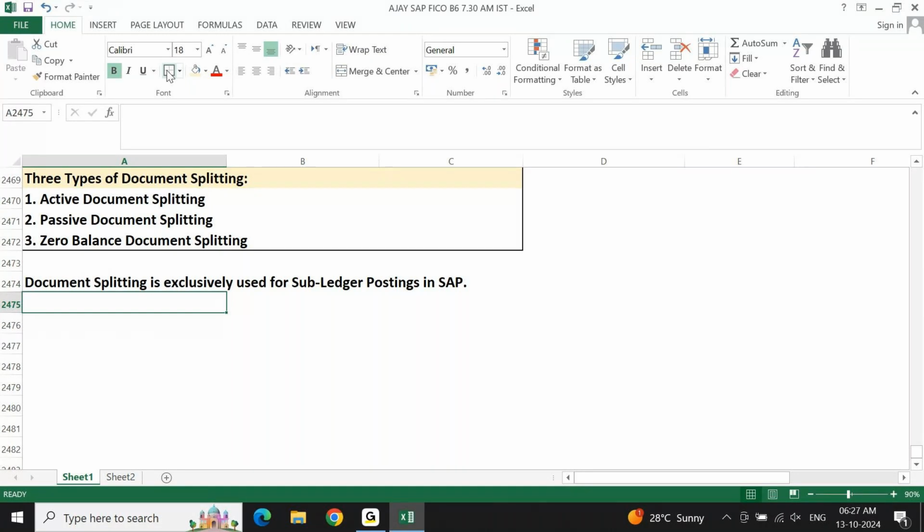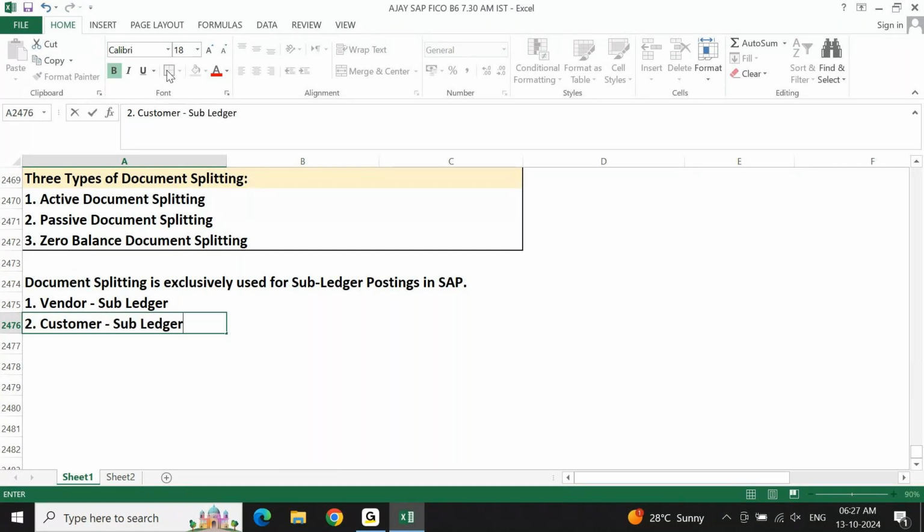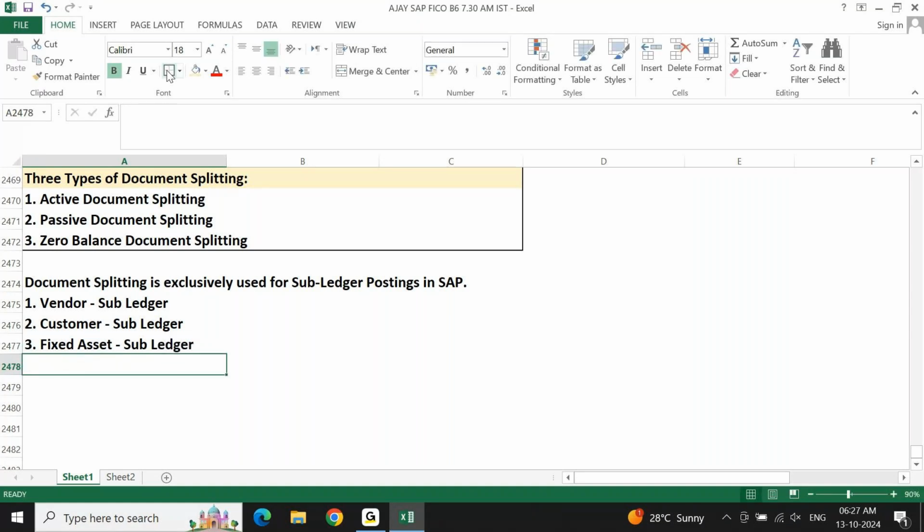When you're talking about Subledger posting, we have three subledgers. One is here vendor subledger. Second one is customer subledger. Third one is fixed asset. This is also subledger. These are the three accounts which are basically represented as subledger posting.